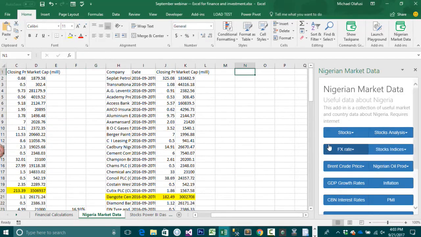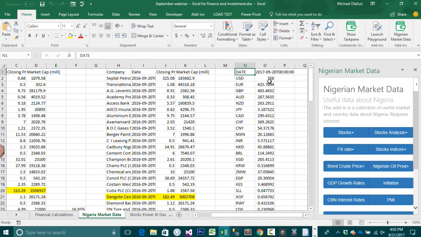And also you can pull out the FX rate. It works with the CBN one anyway. And see now, it's actually close to the parallel market. Now you can see this is 355.58 for USD. So as at last year, the naira was trading at 358 to the dollar.